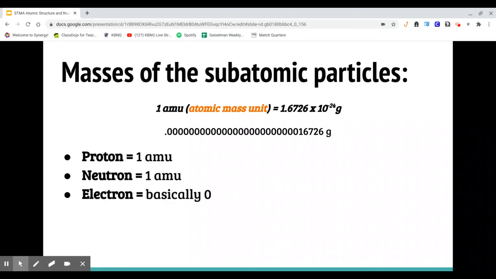When we look at the electron, it's so tiny that we basically count it as 0. When we're counting up the mass of an atom, we won't count the electrons as part of that, because the electron's mass is really 0.000545 atomic mass units. It's a really, really small number. So we don't even count it when we're looking at the mass of our subatomic particles. So only a proton and a neutron will factor into the mass of an atom.